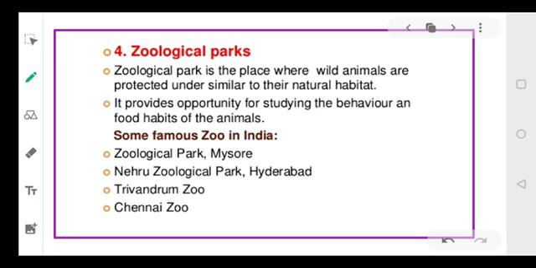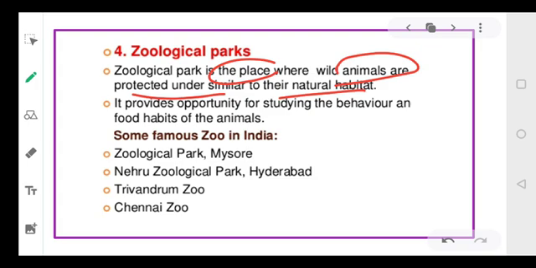Next is a zoological park. I think you must have read about it in your social science. It is basically a place where wild animals are protected in their natural habitat. A particular area is declared a zoological park so that the animal is preserved in its own habitat. In a museum there is an artificial atmosphere created for animals, but in a zoological park the atmosphere is natural.